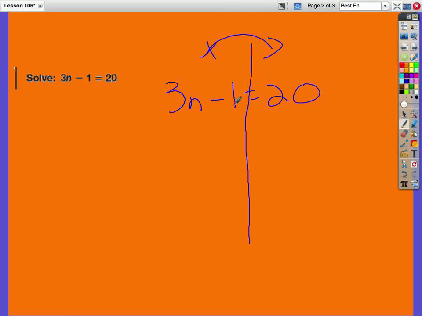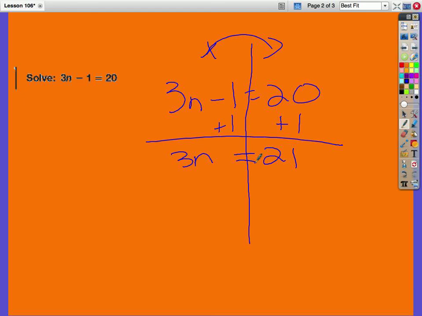Well, to get rid of a minus 1, what I need to do is add 1. Because minus 1 plus 1 is going to be 0. So that's a 0. I'm not going to write that. All that's left is 3n. Now remember, I said whatever I do to one side, I need to do to the other side of that line. So I need to add this 1 over here. So 20 plus 1 is 21. So now I have 3n is going to equal 21.